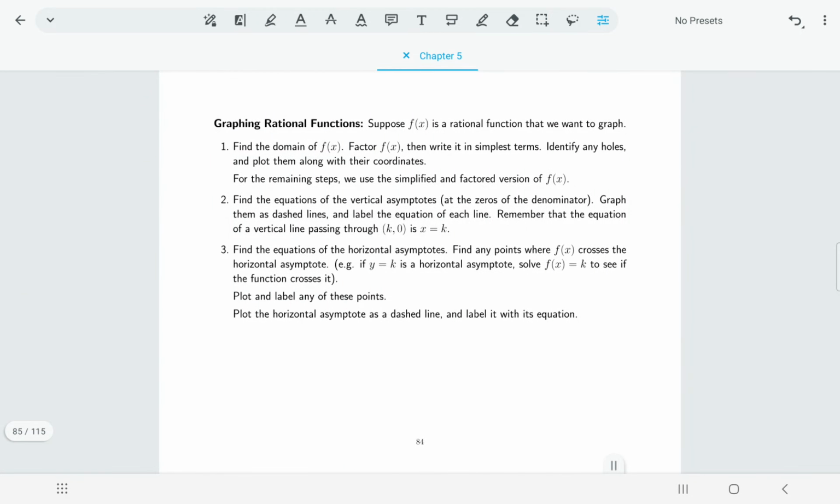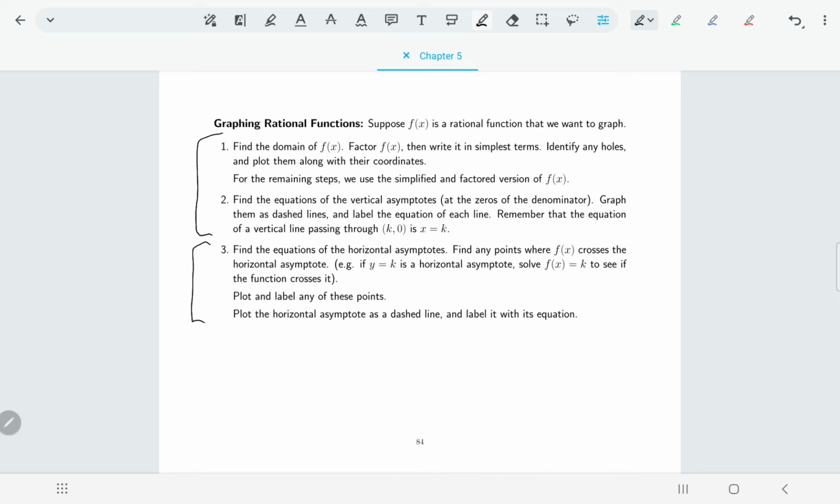Now, just to set the scene for the last video for this section, when we're graphing rational functions, a lot of what we're going to do is what we just did in the previous video and this one, which is begin thinking about your domain, locating any holes and any vertical asymptotes, plotting those on your graph, finding your horizontal asymptote, plotting it on your graph as well.